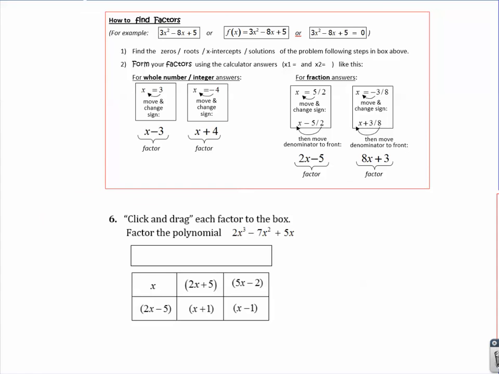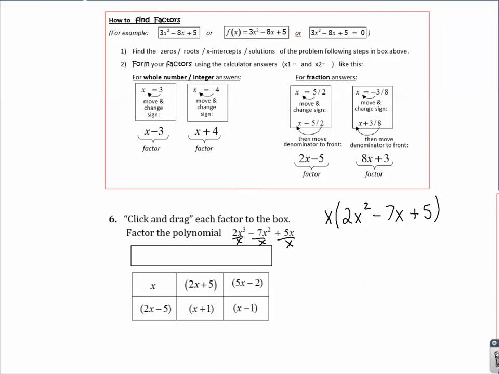Number 6, click and drag each factor to the box, factor the polynomial. On this one, I see every term has an x, so I can divide out an x. If I take an x out, I put that in front. And so x cubed over x, I'm left with a 2x squared. Negative 7x squared over x, one of the x's goes away, and I'm left with negative 7x. And lastly, 5x over x, the x's divide out, and I'm left with plus 5.